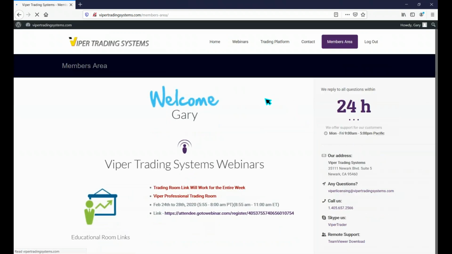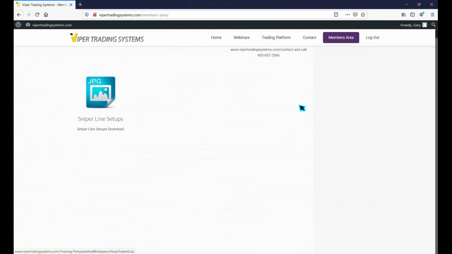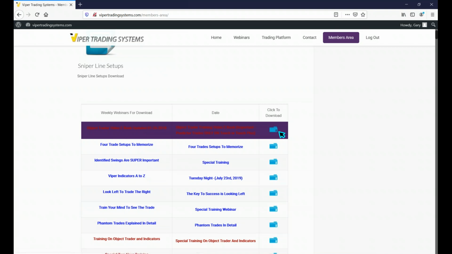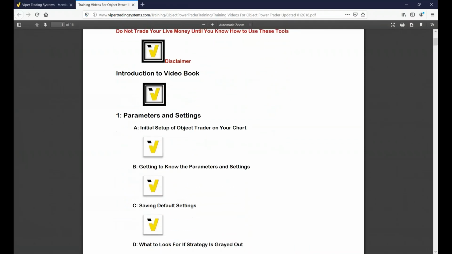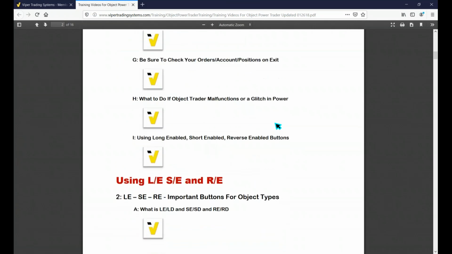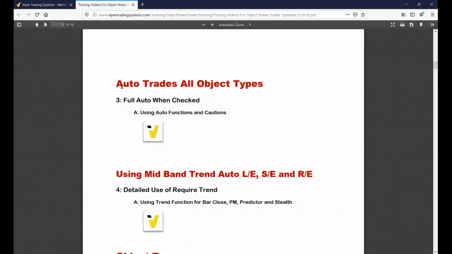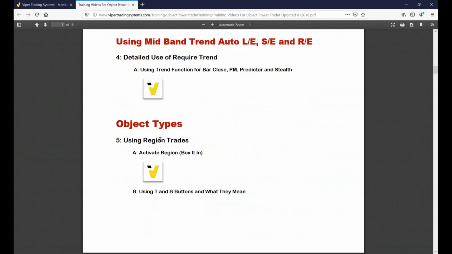All right. Now, once you get into the member login area, if you're going to use Object Trader, scroll down here and be sure to watch every single video that you want to know how to use Object Trader. If you want to learn how to box in trades, simply click this and go to the ebook. This goes through how to set it up through parameters and settings. It goes through how to use the LE, SE, and RE buttons on it. It goes through even auto trading, using the mid band type and then your object types.